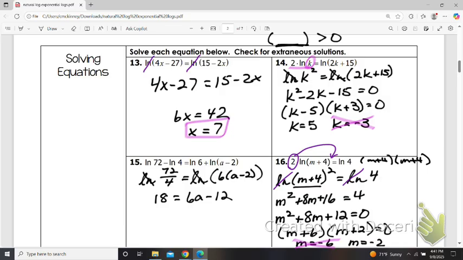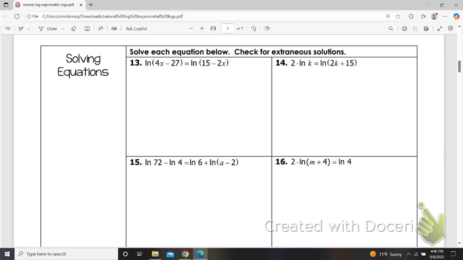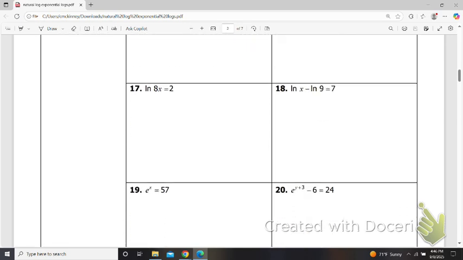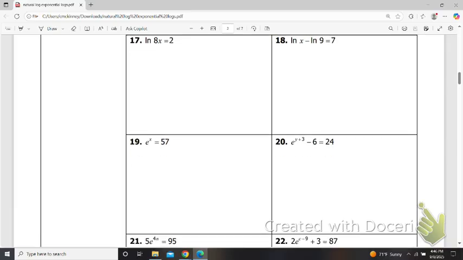13 through 16 are pretty similar to 13 through 16 on the homework. They are not exactly alike, but they are similar enough to be a good example. Now, things switch gears a bit in the next part. So this part, we had logs on both sides. We condense, we drop the logs, we solve depending on what kind of equation it is. Right? We had to factor if we had a squared. We did not have to factor if we had a linear equation.